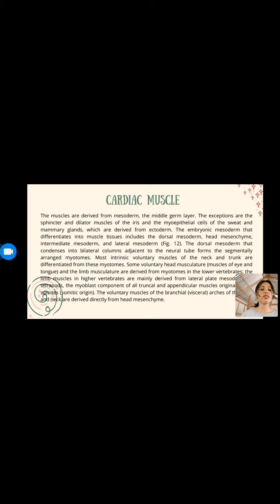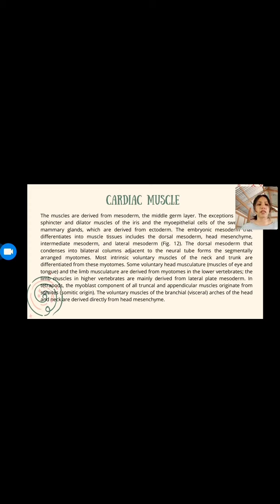Some voluntary head musculature, or the muscles of the eye and the tongue, and the limb musculature are derived from myotomes in the lower vertebrates. The limb muscles in higher vertebrates are mainly derived from lateral plate mesoderm. In tetrapods, the myoblast component of all truncal and appendicular muscles originates from somites, or the somatic origin.